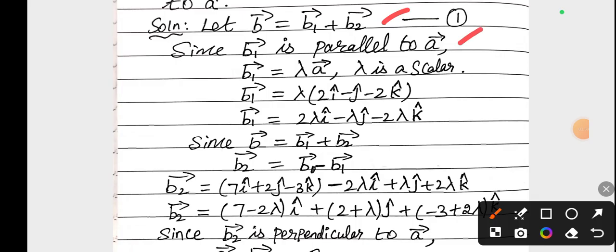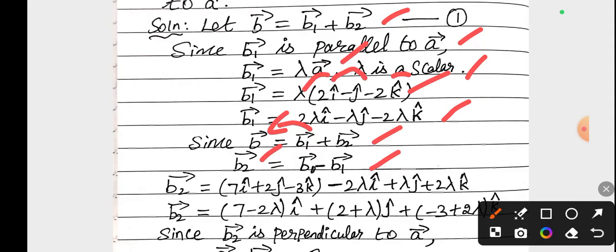We know B1 is parallel to the A vector. So, for parallel we can write B1 equals lambda A vector, where lambda is a scalar. So, B1 vector equals lambda into 2i cap minus j cap minus 2k cap. Just multiply inside, children: 2 lambda i minus lambda j minus 2 lambda k. Then B vector equals B1 vector plus B2 vector, that is also given.